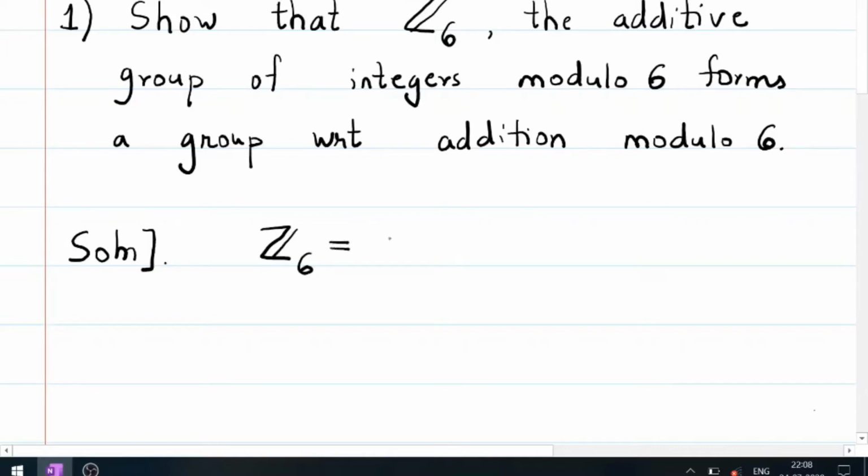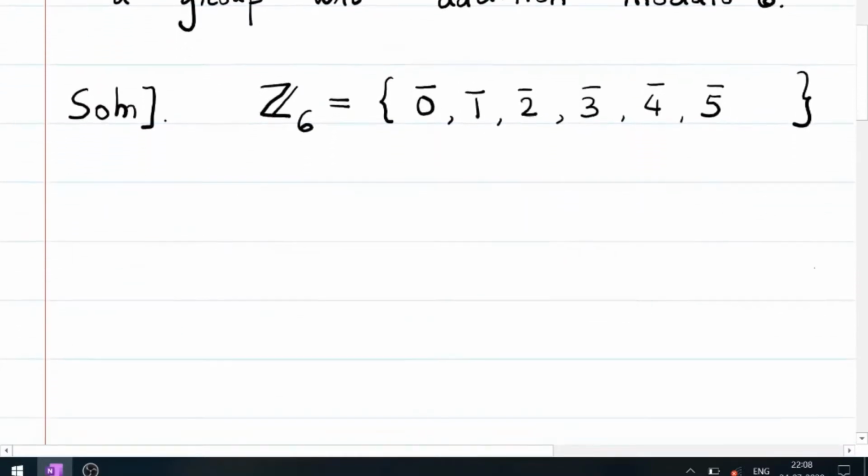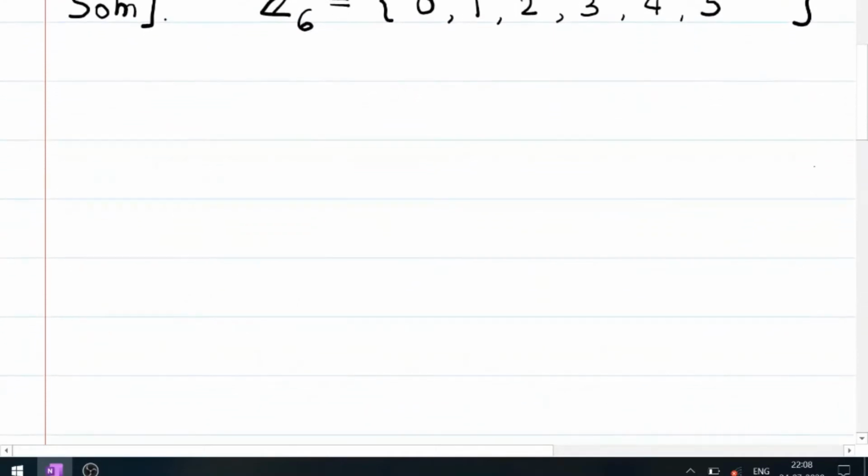So in this exercise, we are going to show that Z6 forms a group, and we know the elements of Z6 are 0 bar, 1 bar, 2 bar, 3 bar, 4 bar and 5 bar, because 6 bar is again treated as 0. So for this we will first prepare a table of our addition. Our operation is addition modulo 6. So we are going to do that.